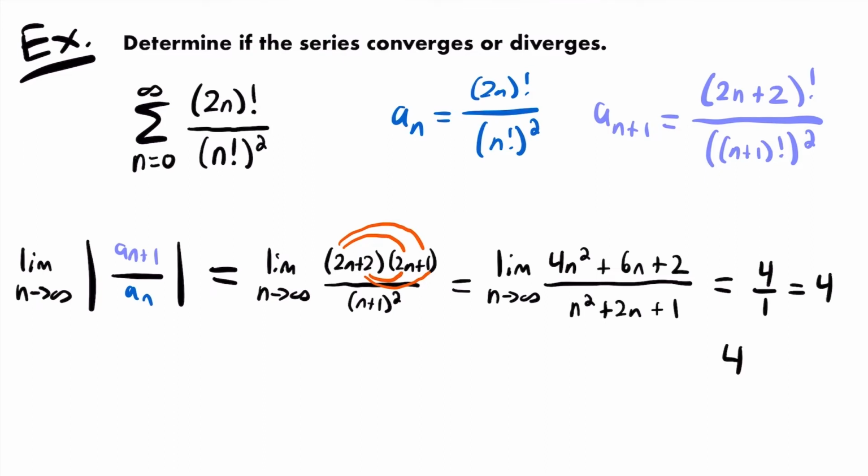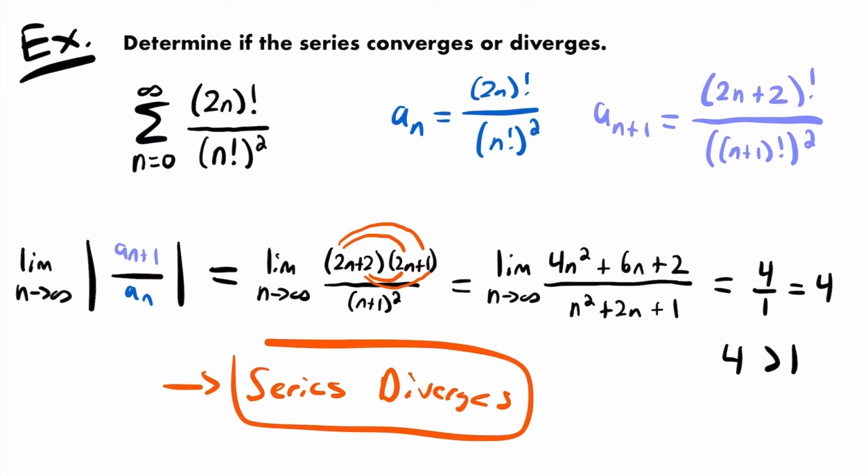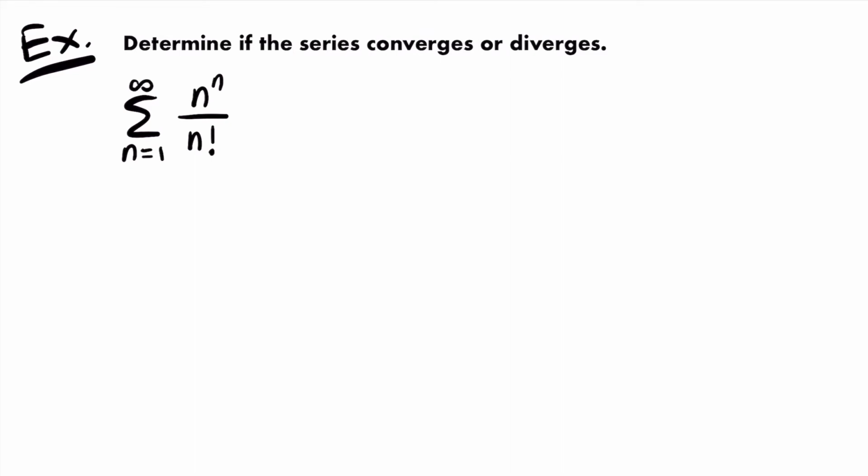And 4 is greater than 1, which means from the ratio test that our series diverges. It does not converge to any value. All right, so that is going to be our final answer. Our series diverges. And that is the conclusion that we can make based on the value of our limit for the ratio test.